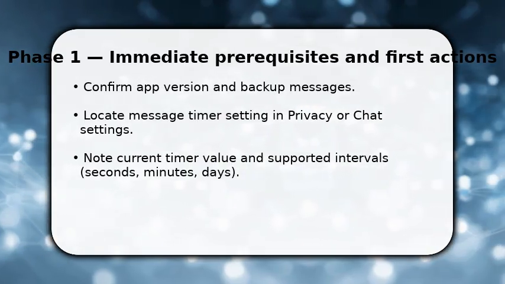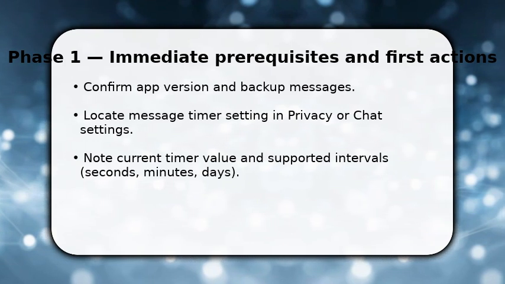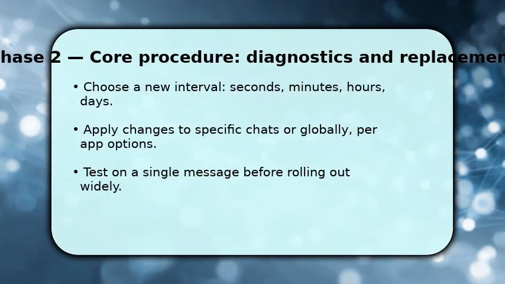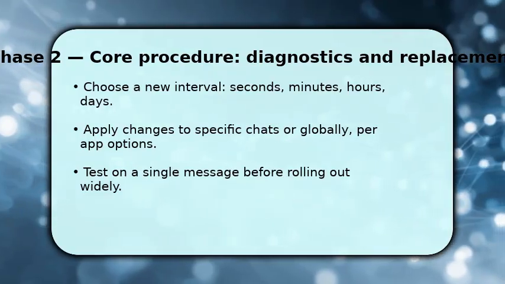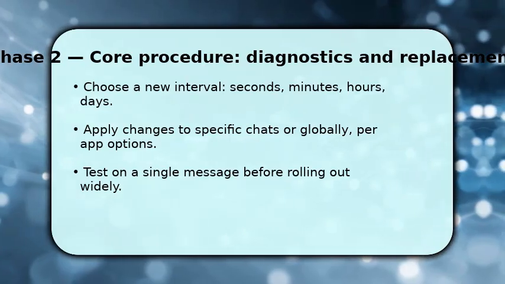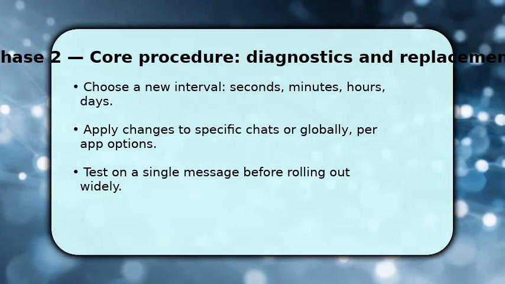Start the change by selecting the timer control to edit. Now you adjust the timer precisely. Pick an interval that matches your needs, seconds for ephemeral notes, minutes or days for standard expirations. Once you choose, decide scope, apply it to a single chat, group, or set it globally.